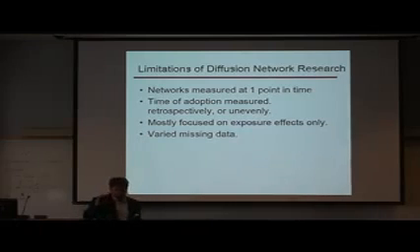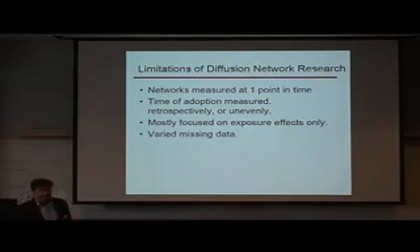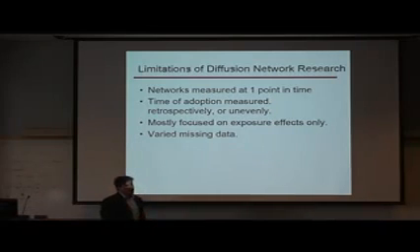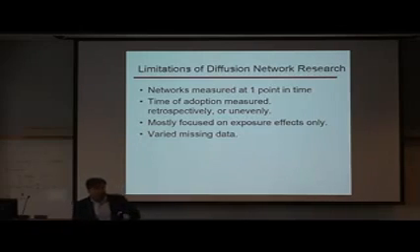Okay, so that study was all fine and well, but the problem with this study and the classic diffusion data sets is they all measured the networks at one point in time, right? Typically at the beginning of the diffusion process. They measured the time of adoption either inconsistently or not completely, sometimes with prescription records, sometimes with retrospective recall, and they only focused on exposure effects, and there was always missing data, right? You never get complete survey response rate. And I can levy these criticisms wholeheartedly because this is all my work, right? I'm the one that's done all this stuff wrong.